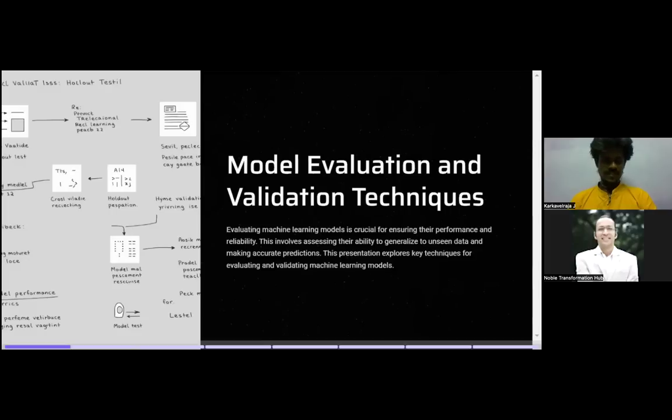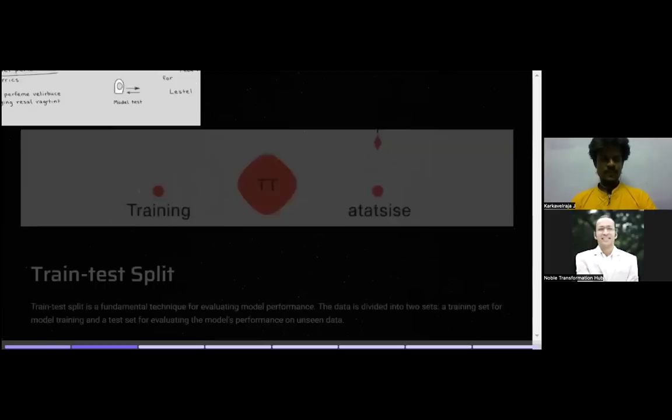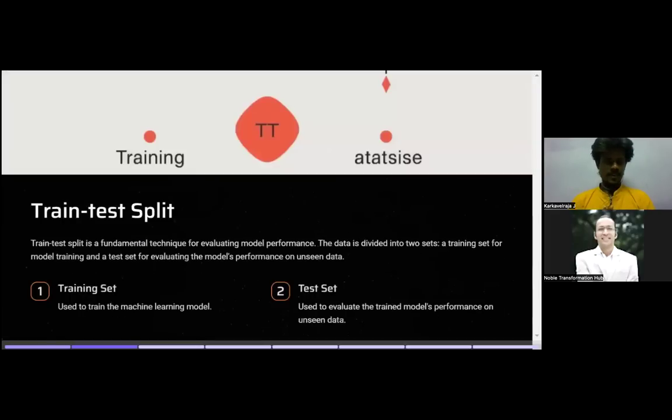Yes, sir. Moving on: train and test split. Train and test split is a fundamental technique for evaluating model performance. The data is divided into two sets: a training set for model training and a test set for evaluating the model's performance on unseen data. The training set is used to train the machine learning model. The test set is used to evaluate the trained model's performance on unseen data. I will put it in this manner, guys.